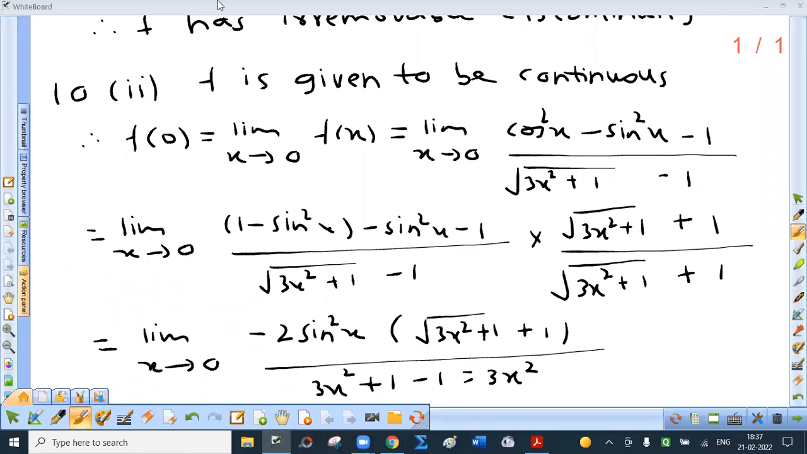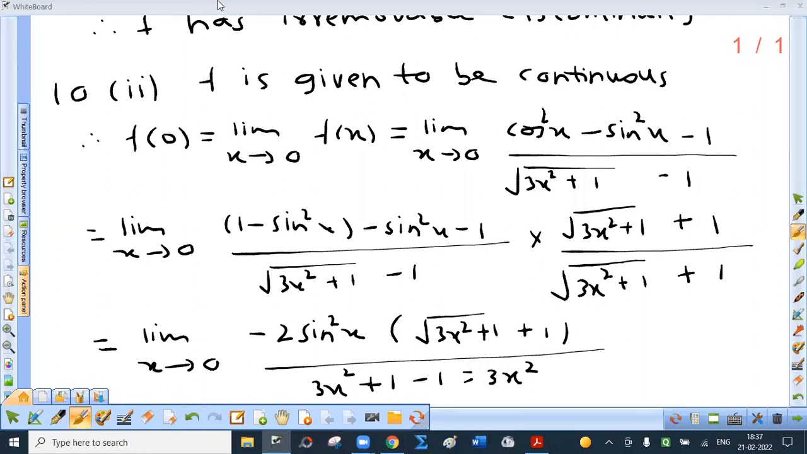Our 10th one, we'll be doing the second part. If f of x equal to cos square x minus sin square x minus 1 upon root of 3x square plus 1 minus 1 for x not equal to 0 is continuous at x equal to 0, find f of 0. Simple one. The function is given to be continuous. So f of 0 must be equal to the value of the limit.